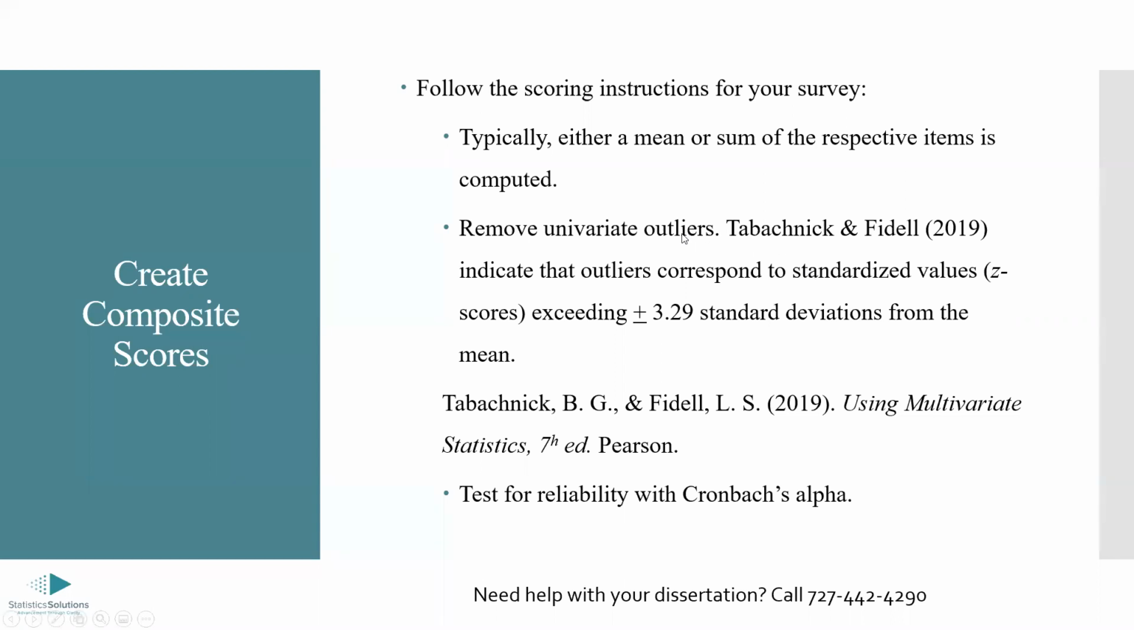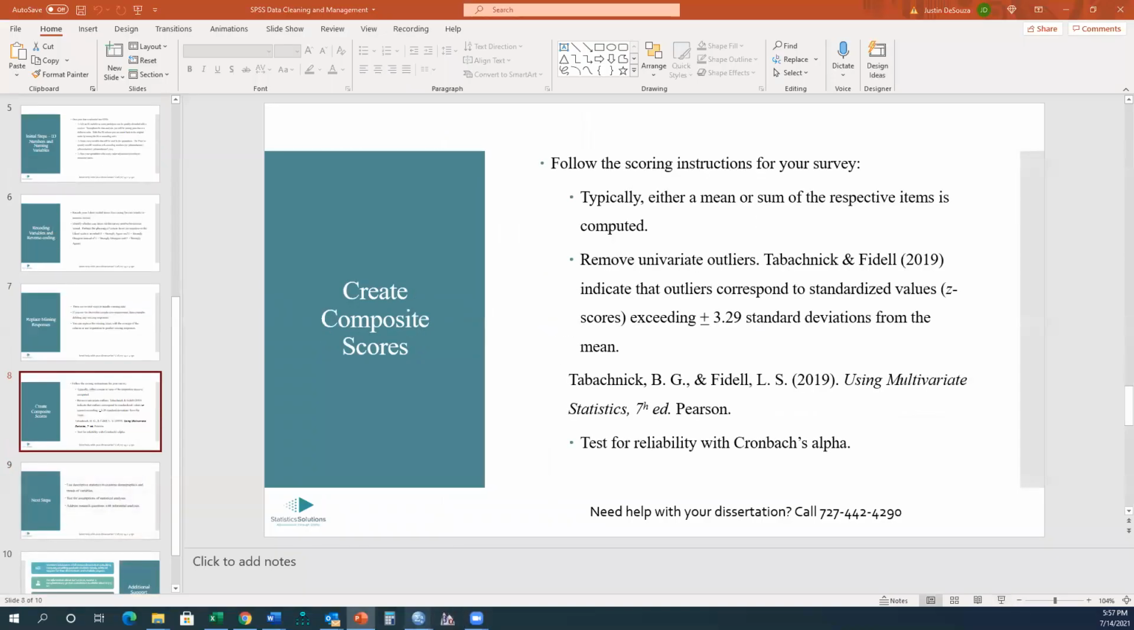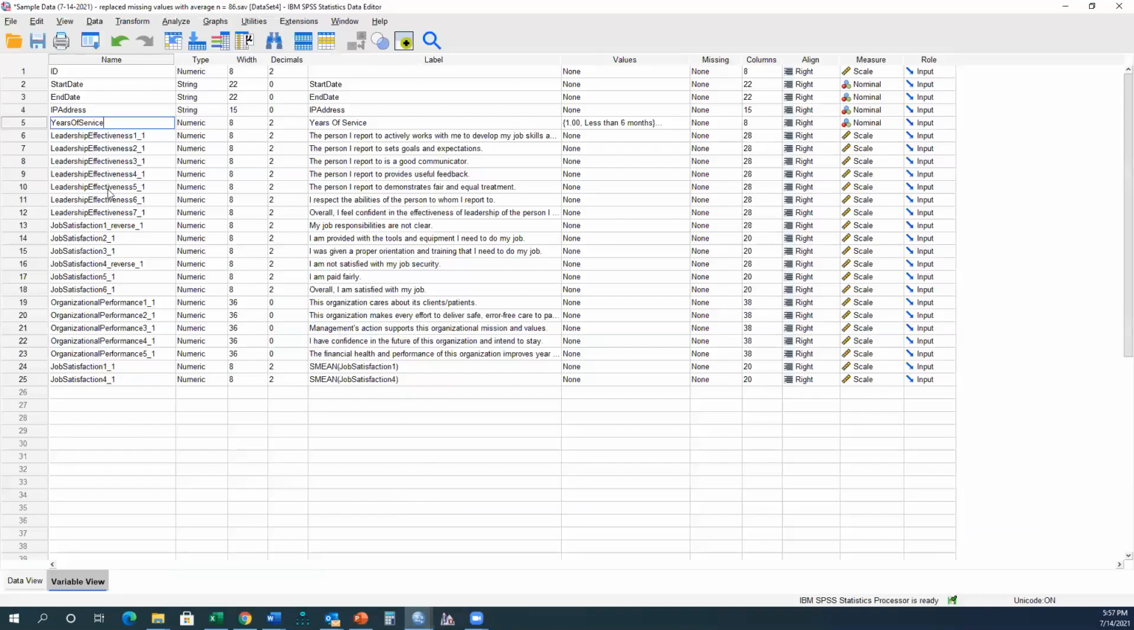Then you want to remove outliers. So we want to identify if there are any outliers in the spreadsheet. Outliers can skew your data and the results, so you typically want to take those out. Then we will check for reliability using Cronbach's alpha. Okay, so let's create the composite scores.